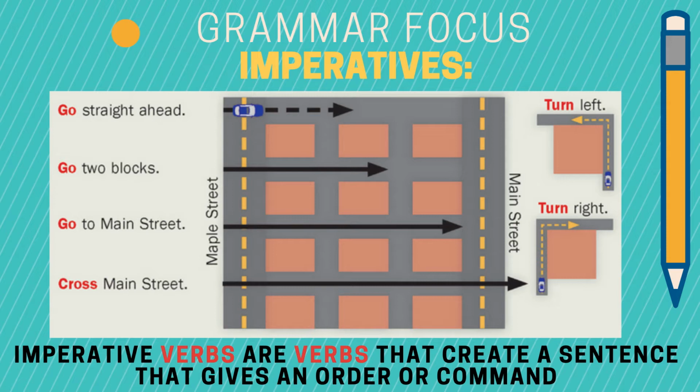Look at the picture of the car and the arrows. The first direction says, go straight ahead. The next one says, go 2 blocks. The third says, go to Main Street.